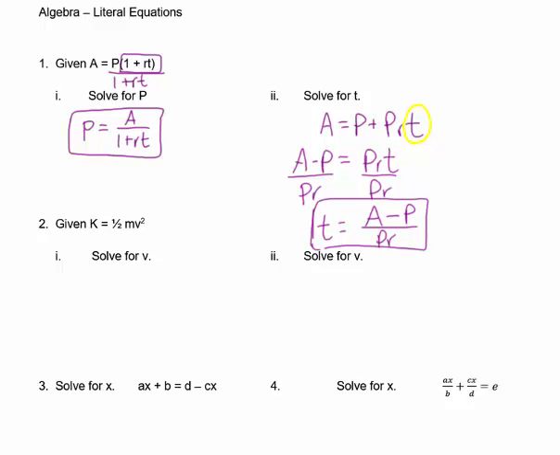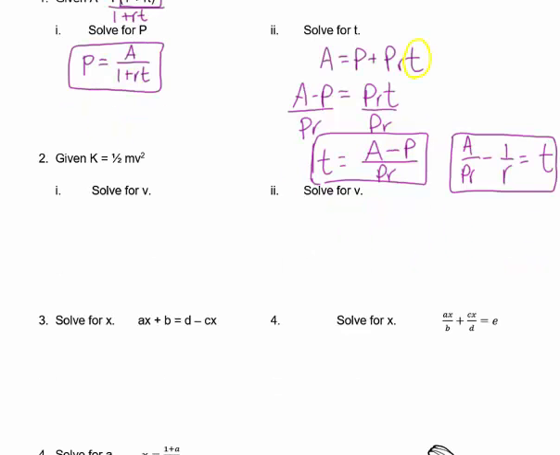It's also possible, if you did something differently, that you got A over pR minus 1 over R for t. All right, the first problem related to equation 2 says to solve for v. I'm going to multiply both sides by 2 first to get rid of that fraction. So 2k equals mv squared.